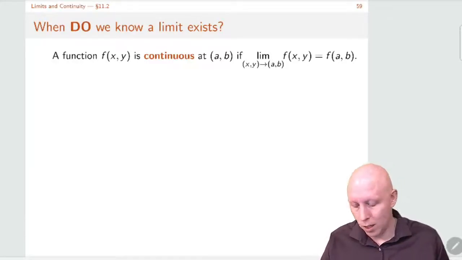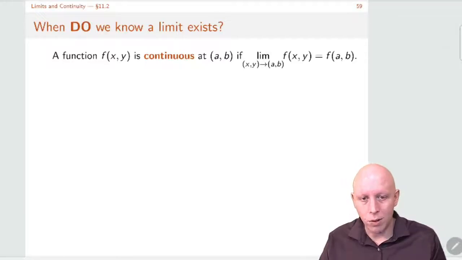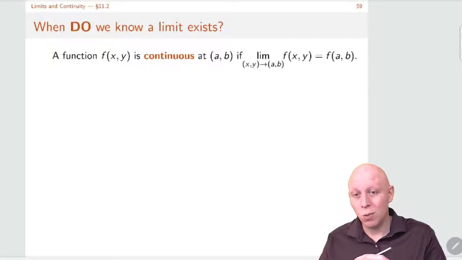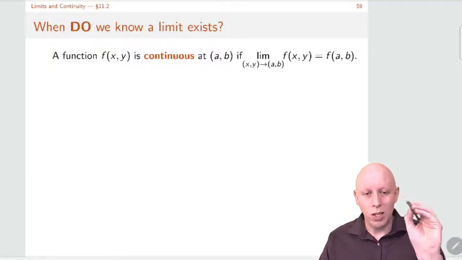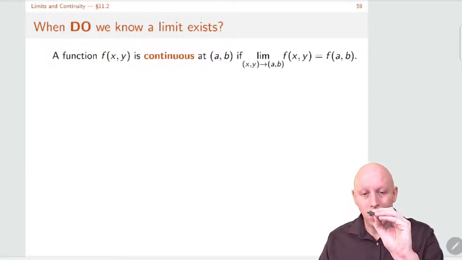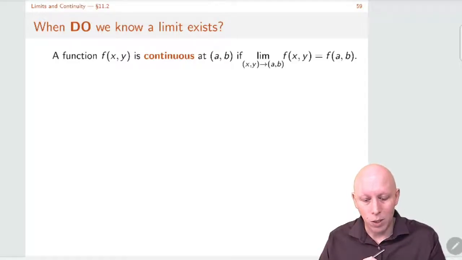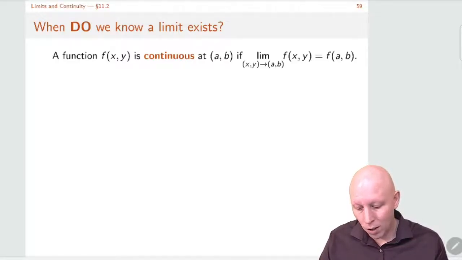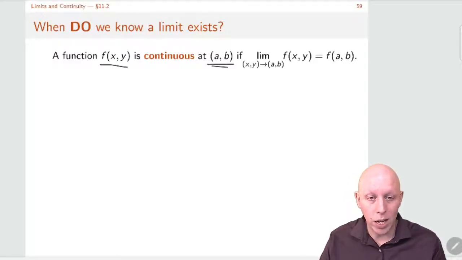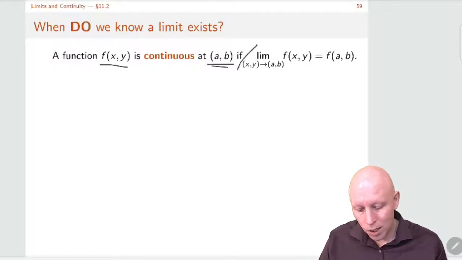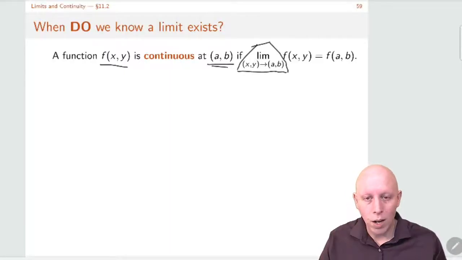the limit is. So if you remember back from functions of one variable, a function was continuous if when you had that limit, the limit existed and it equaled that point. So same thing here. A function f of x,y is continuous at a point (a,b) if the limit as (x,y) approaches (a,b) of our function is equal to f of (a,b).